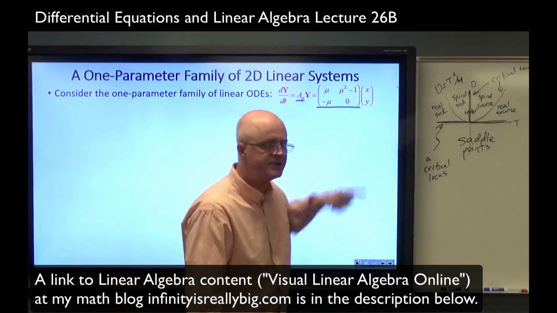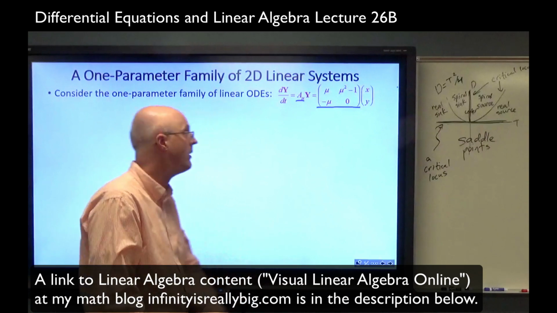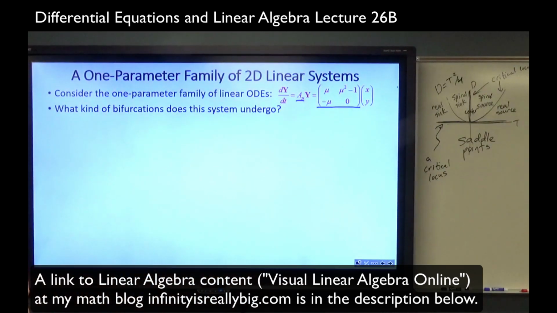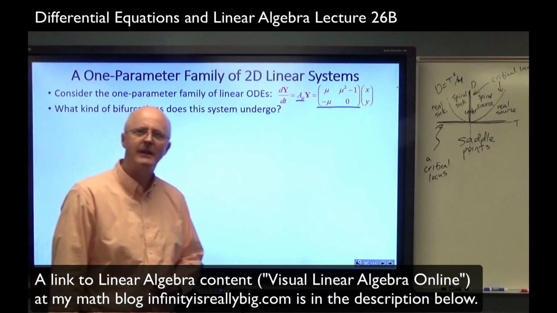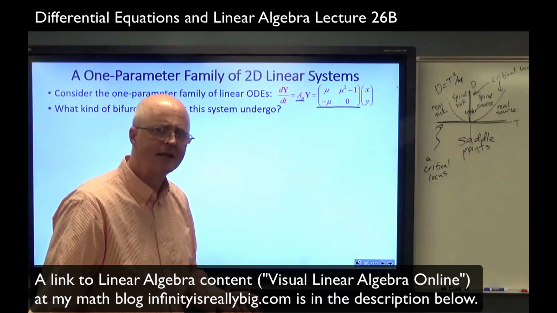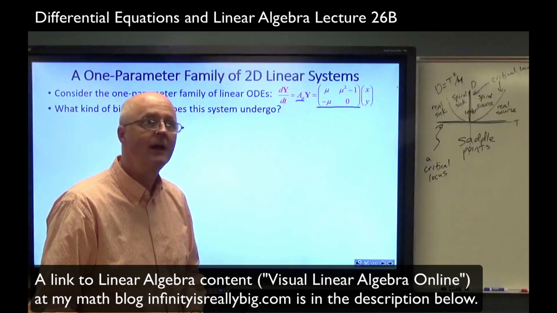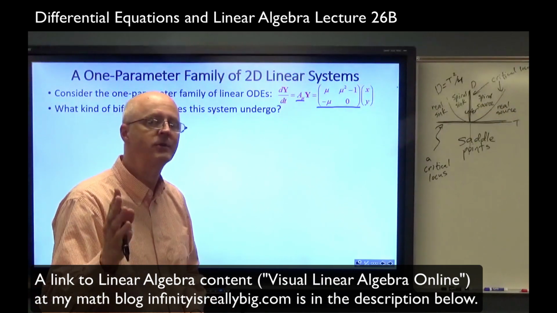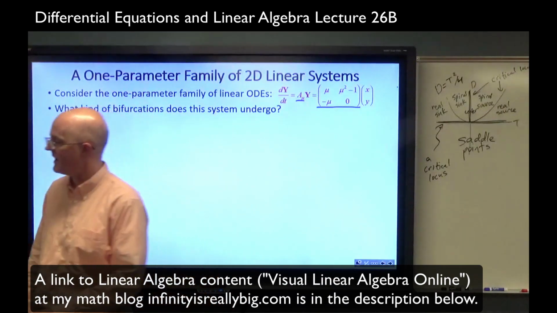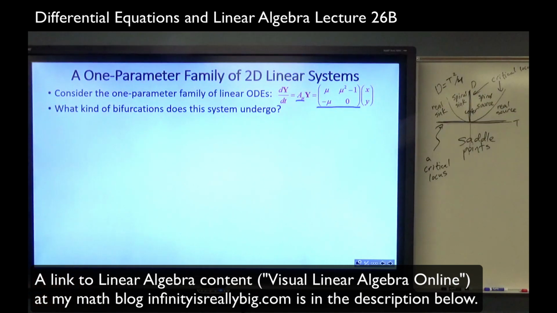And the trace-determinant plane helps us. It's a tool to help us. What kind of bifurcations does this system undergo? And we are looking at analytic bifurcations, what I call analytic. We are distinguishing between spiraling and non-spiraling, whereas a topological bifurcation you would not.